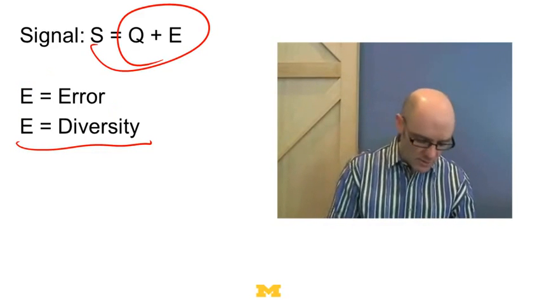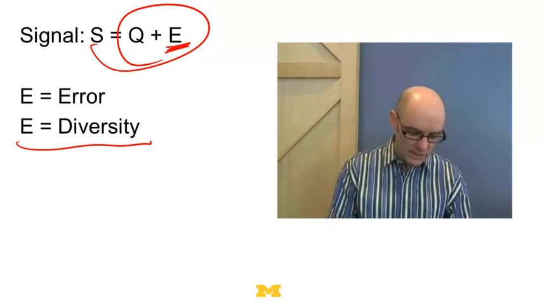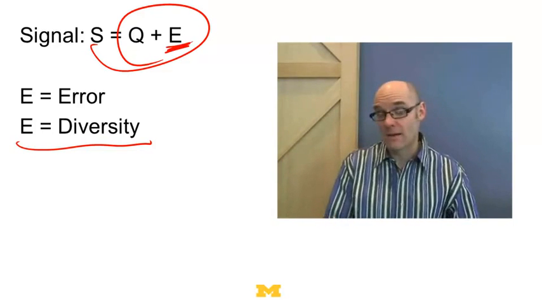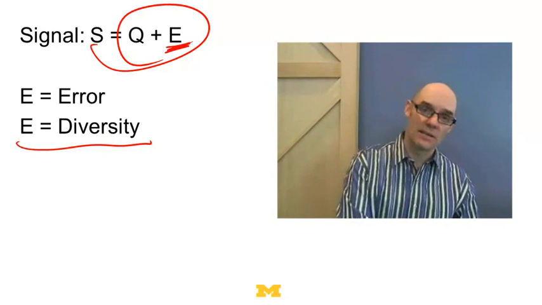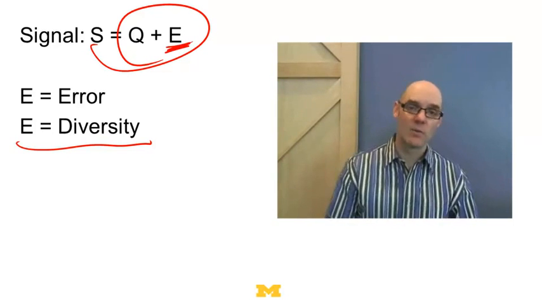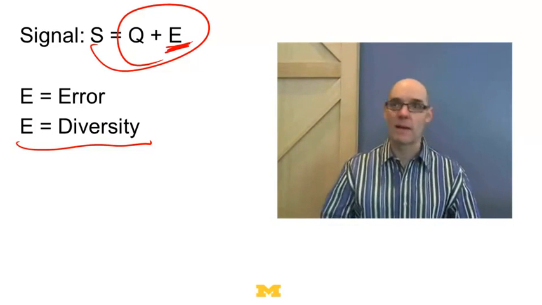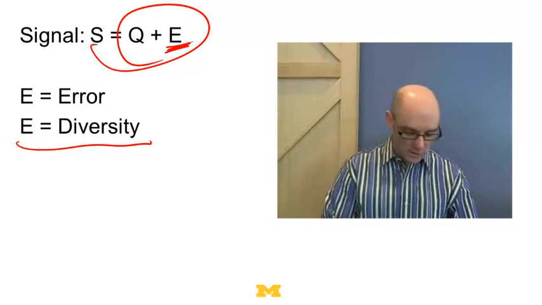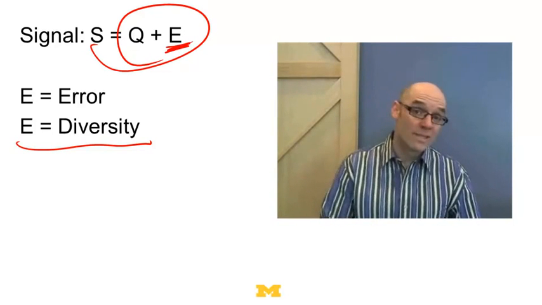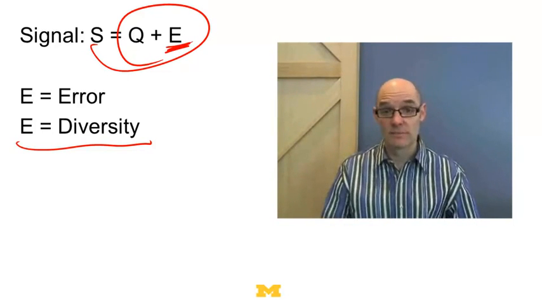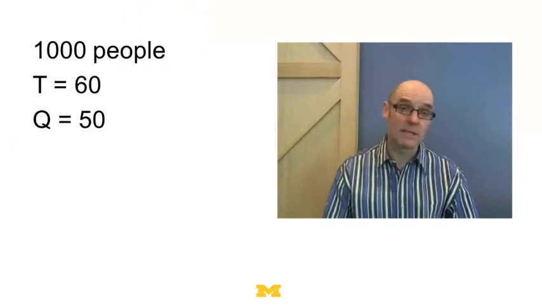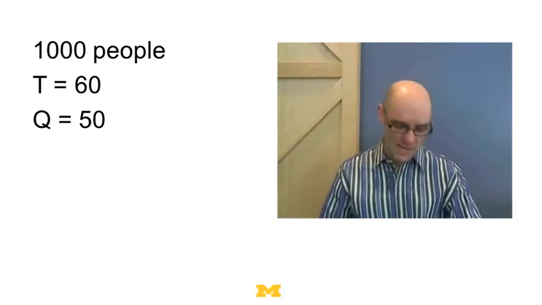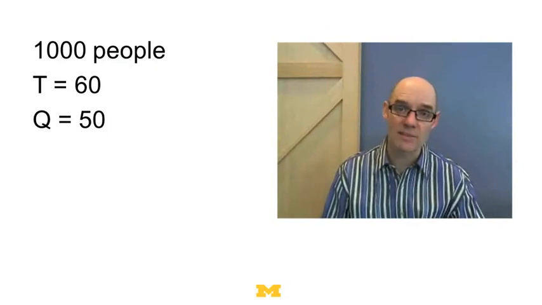So this E term, this Q plus E, we can think of as either error or diversity. Why does that matter? It matters because when we think about interpreting the model, in one case it'll tell us what happens if people have more noise in how they interpret the show. Or alternatively, we can ask what it means if the audience is more diverse. So what does it mean? To do that, now we've got to actually do some math. So let's do an example. Suppose we've got 1,000 people.